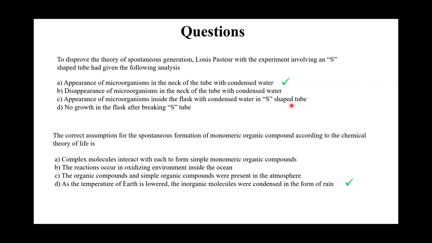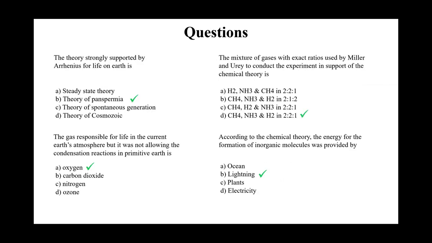So I hope you got that right. So the first one was Arrhenius. If you remember, Arrhenius and Richter were supporters of the theory of panspermia or cosmozoic theory. Arrhenius was strongly supporting the presence of spores from the meteorites that would give rise to all the microorganisms and the diversity on the planet. And then we have talked about this, the gas responsible for life in the current atmosphere, because remember, oxygen is what is thriving and helps you grow.